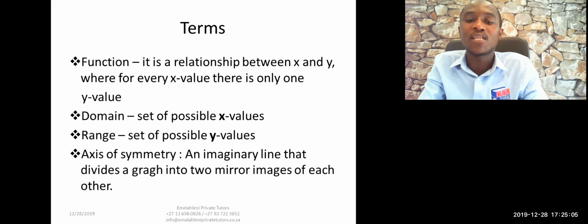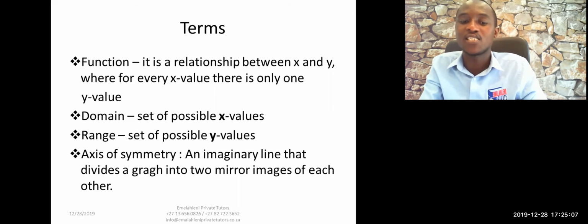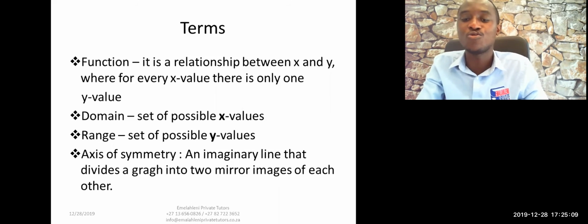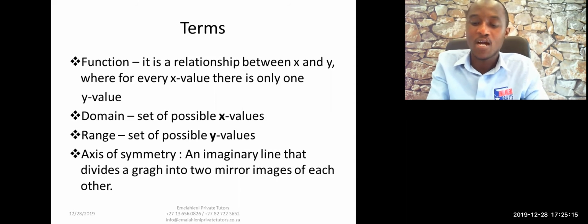Then the axis of symmetry is an imaginary line that divides a graph into two mirror images of each other. I'll show you just now, but that's what you need to understand when talking of axis of symmetry.